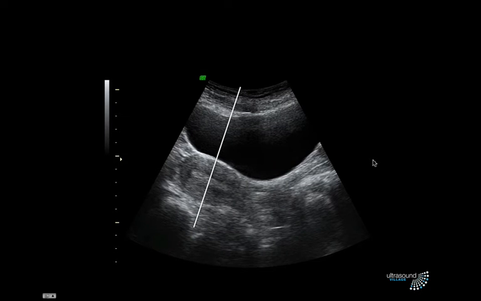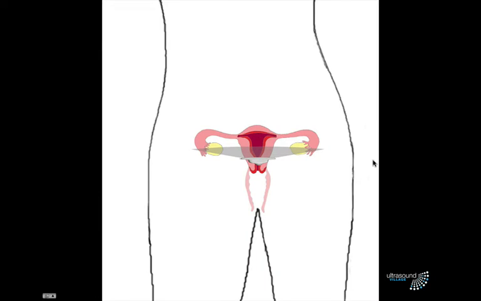We take a transverse through here, like this, and we should see ovary one side, although, as I said, the ovaries can be up and down and all over the place. Uterus in the middle, which will be a round slice of the uterus, and ovary on this side.